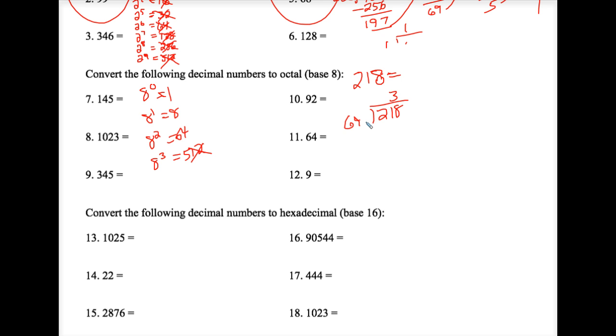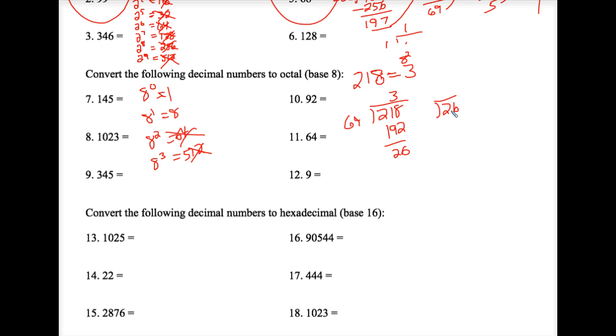3 times 64, 192. Subtracting, getting the remainder, and it's 26. Put that 26 in a new long division box. Put that 3 up in the final answer. That 3, by the way, is in the 8 squared column, or also known as the 64s column.